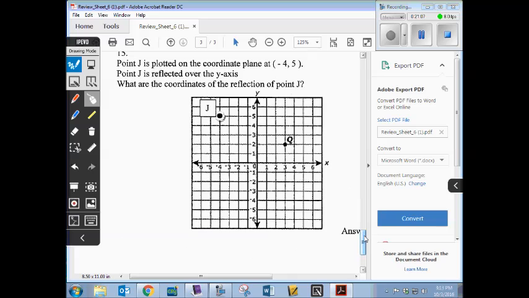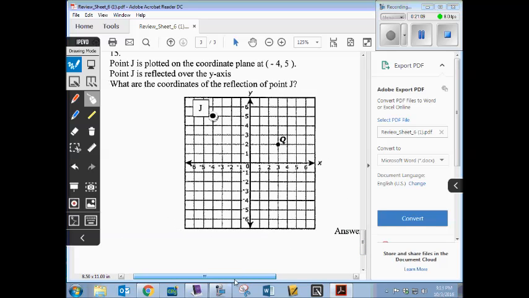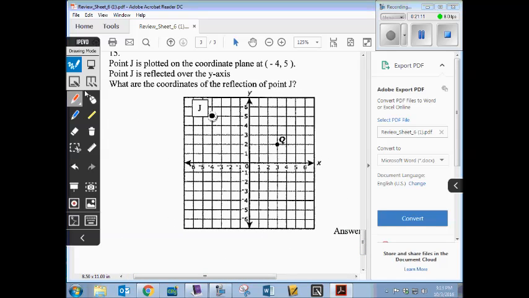All right, and then finally, we have a reflection question. It says point J is on the coordinate plane at (-4, 5), so it's right there. If we're reflecting it over the y-axis, what are the new coordinates? Well, first of all, you have to be able to identify which one is the y. It says it right there, so you don't really have to remember it.